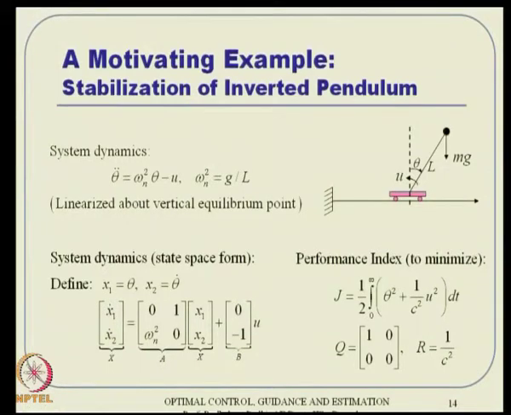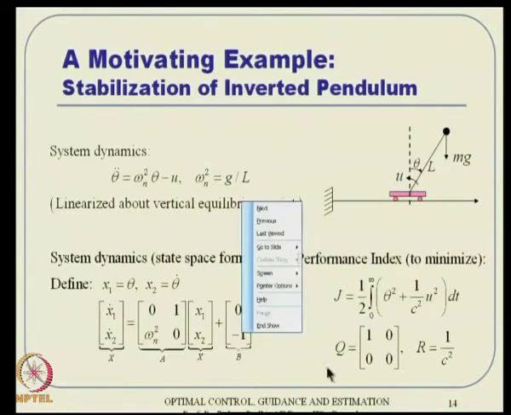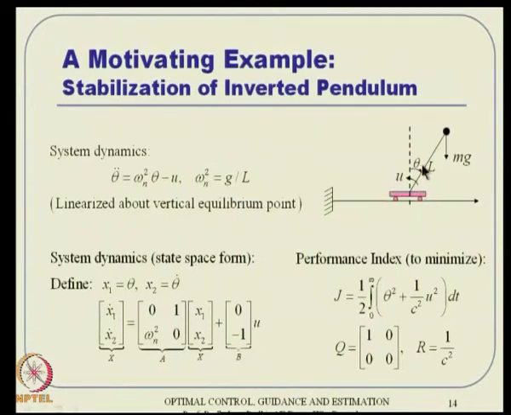Now, what is our objective? Our objective is to minimize the performance index like this. Why? Because we want to minimize theta. It has to remain vertical. So, we want to minimize the theta deviation, with minimum application of control as well. In this particular problem we write it this way: r equal to 1 over c square, and q happens to be 1 here because theta is x1. So, the 1 here and 0 everywhere else.